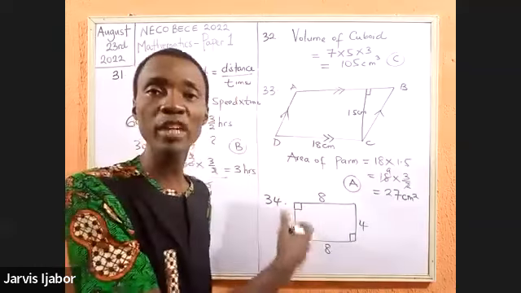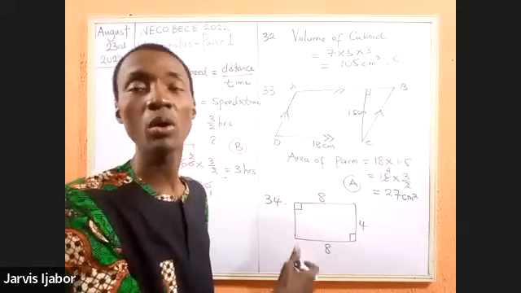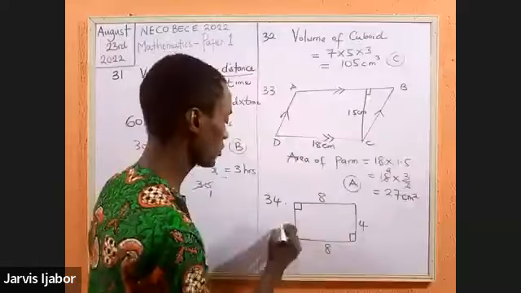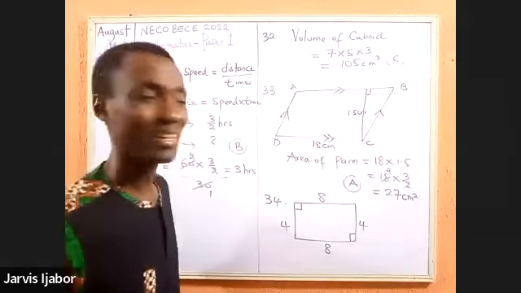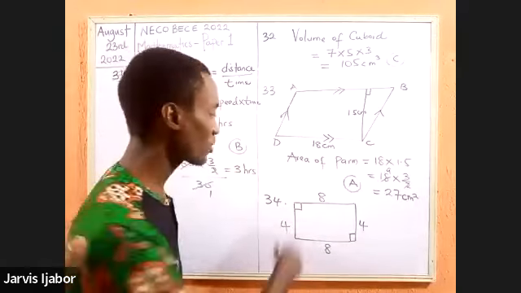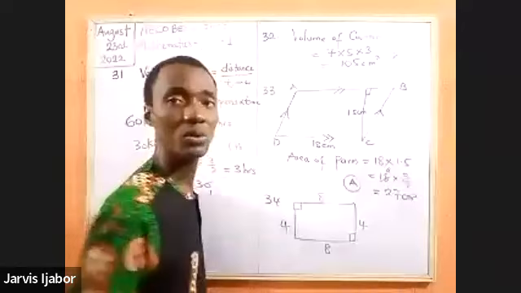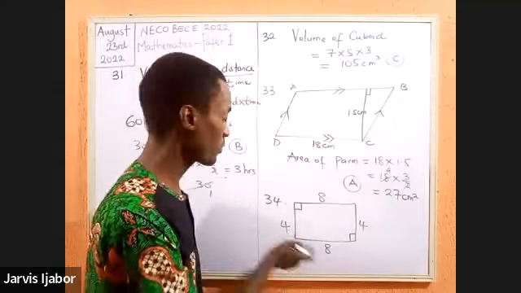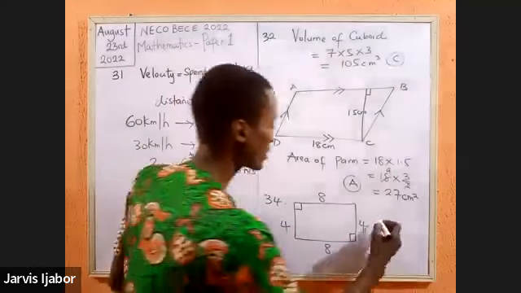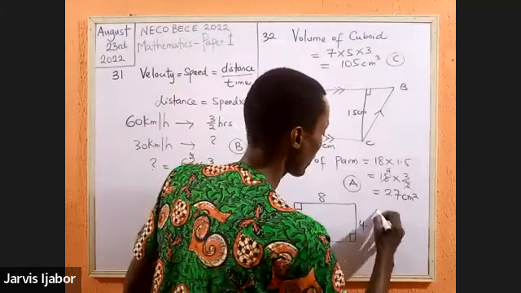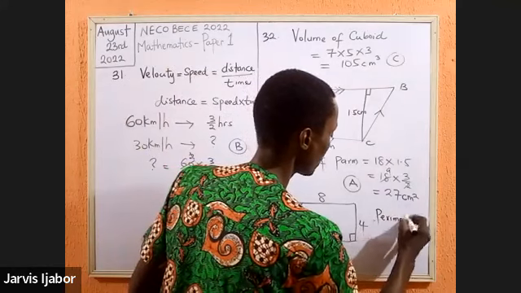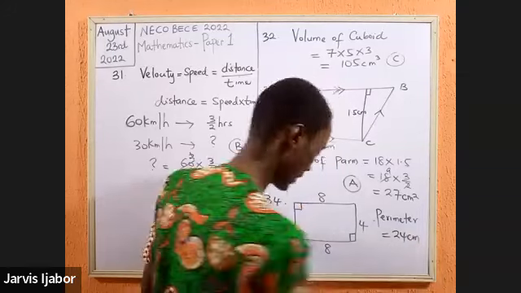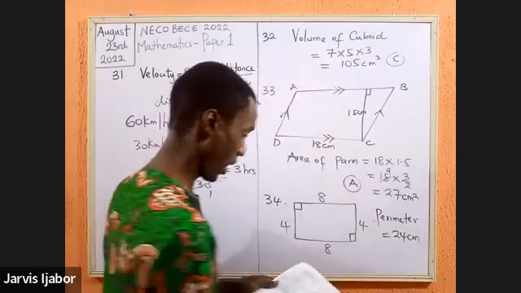Drawing from your knowledge of the properties of your rectangle, this is 8. This will be 8. This is 4. This will be 4. So when they say perimeter, don't bother quoting the formula. Just add everything up. 8 plus 4, 12. 12 plus 8, 20. 20 plus 4, 24. So that gives you a perimeter equal to 24 centimeters. And that takes care of that. That will be option D.